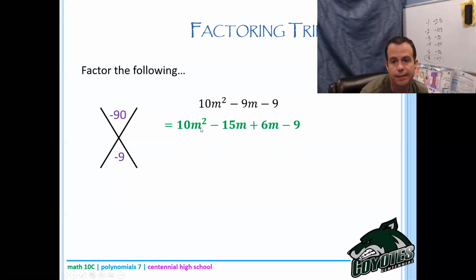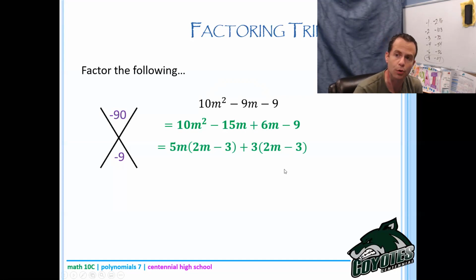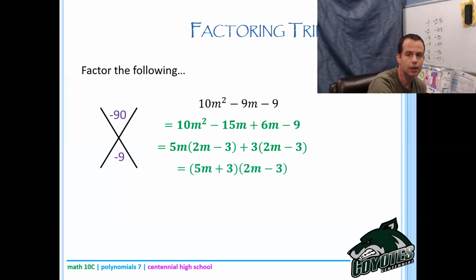So now I'm looking at 10m squared minus 15m plus 6m minus 9. Taking a look at the front two, seeing what I can factor out, I can take out a 5m, and that would leave me with 2m minus 3. And then over here, I can take out a 3, and that leaves me with 2m minus 3. So 2m minus 3 is the greatest common factor. Bring it to the front. My two binomials end up being 5m plus 3 times 2m minus 3.